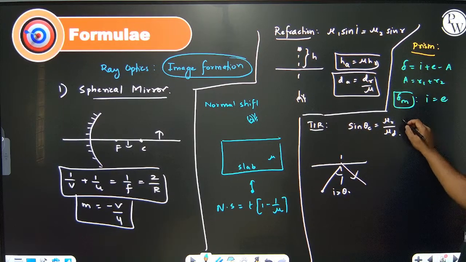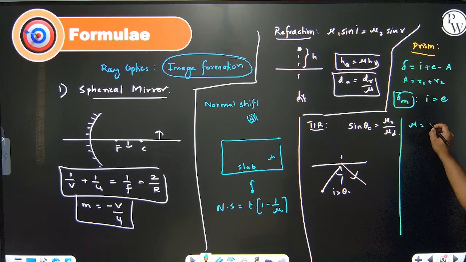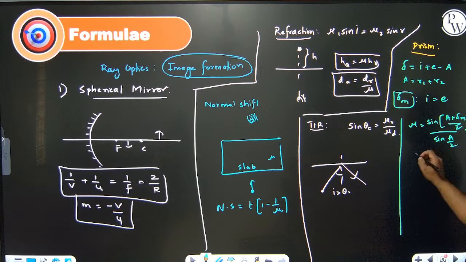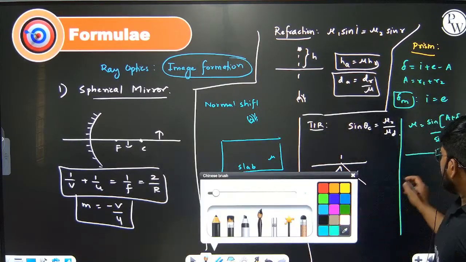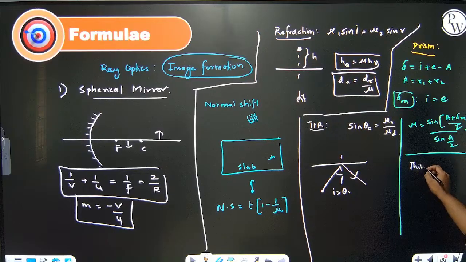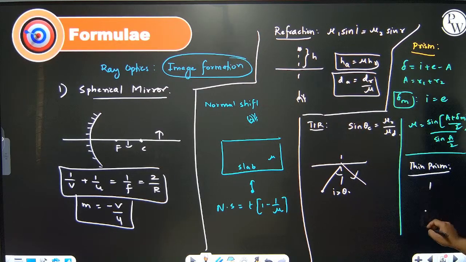And then comes one important formula for refractive index: mu is equal to sine of (A plus minimum deviation) by 2, divided by sine of A by 2. So this is for a regular prism. For a thin prism, where A is a small angle, the deviation is equal to (mu minus 1) into A.